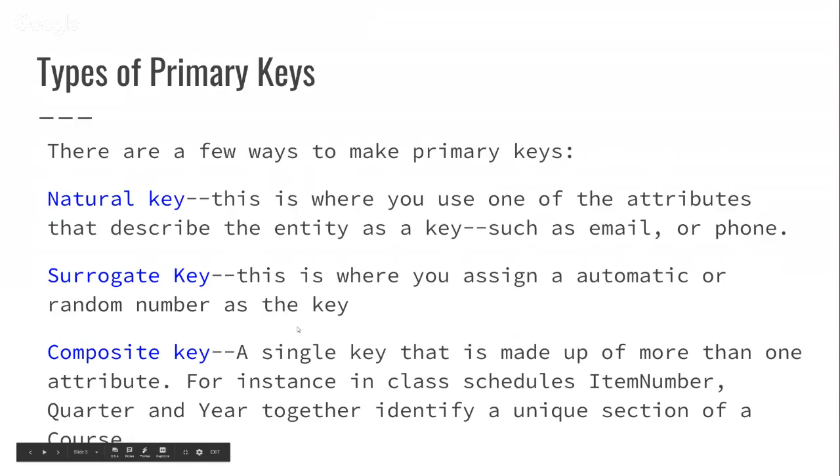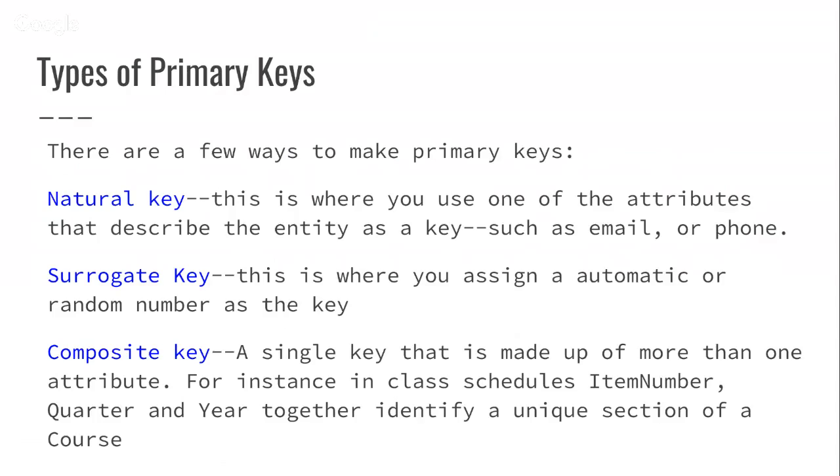Composite keys. That's a single key that is made up of more than one attribute. One of the examples I use is the class schedule for school. Every class has an item number, right? But that item number is used over and over again, and not always for the same class. So the item number is unique in a quarter, but it's not unique across time, across a whole year or multiple years.